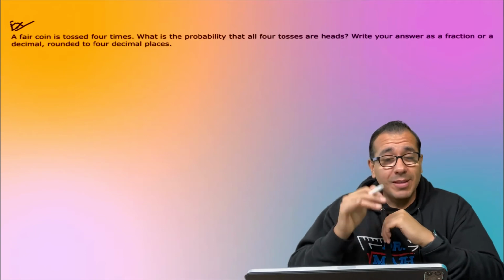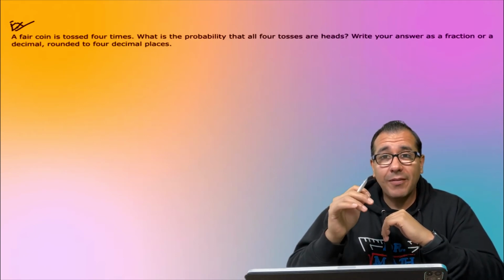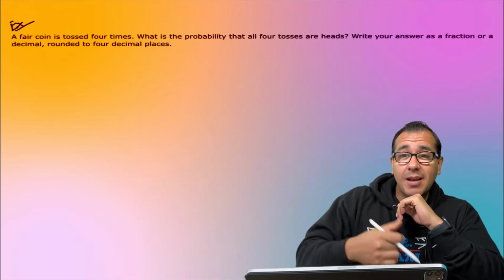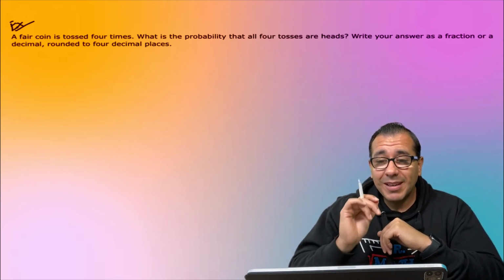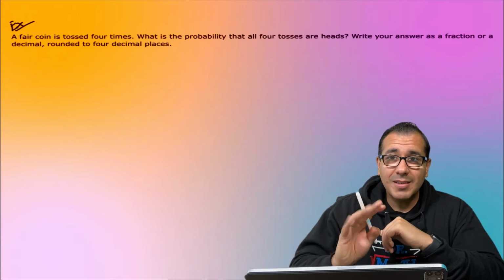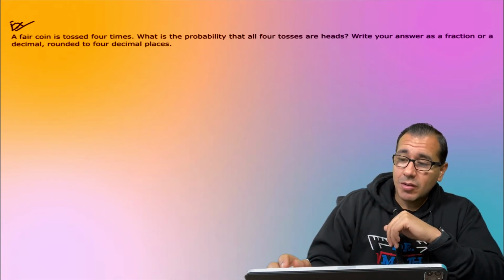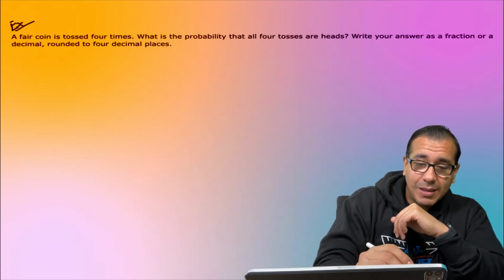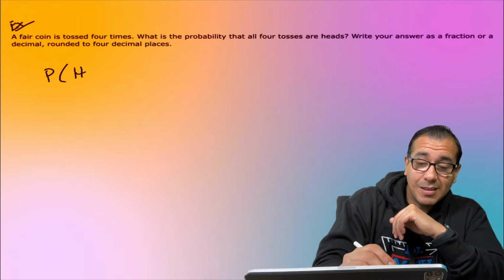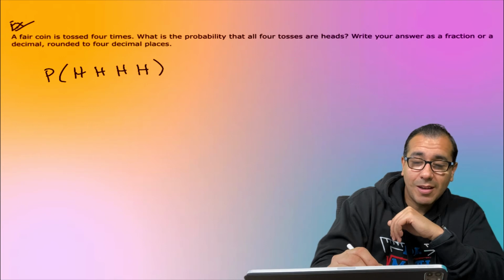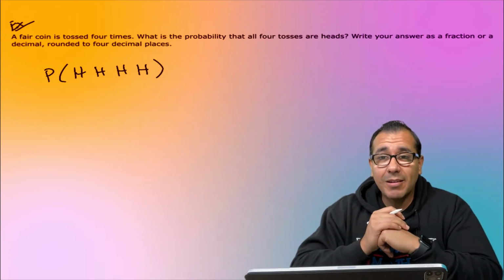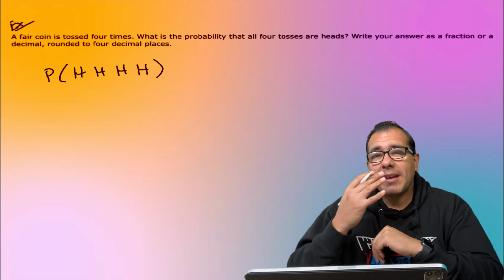All right, so in this case, let's say you have a fair coin, and it's going to be tossed 4 times. What is the probability that all 4 tosses are heads? Right, so we're trying to find the probability that the first toss is a heads, that the second toss is a heads, that the third toss is a heads, and the fourth toss, that every single toss is a heads.